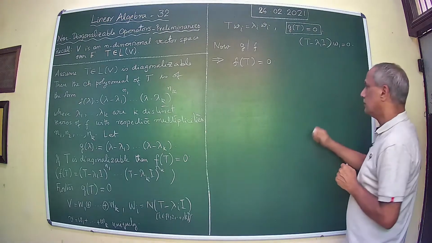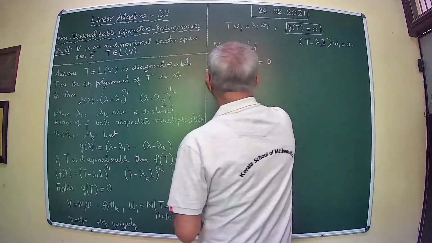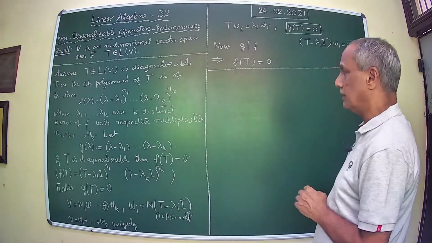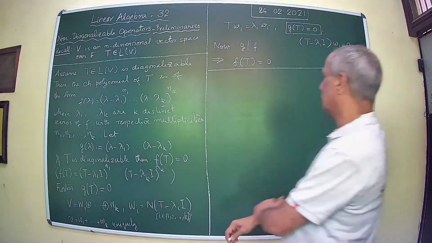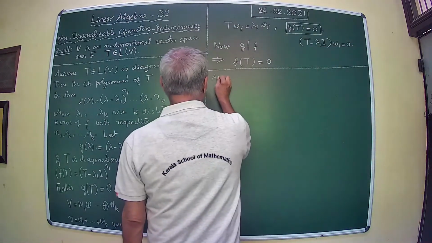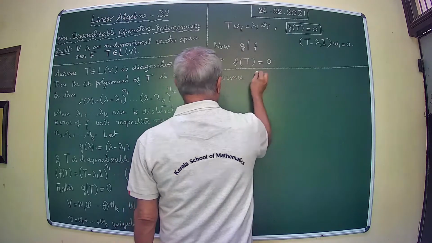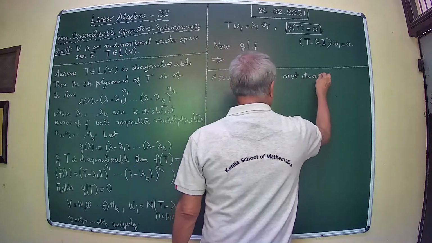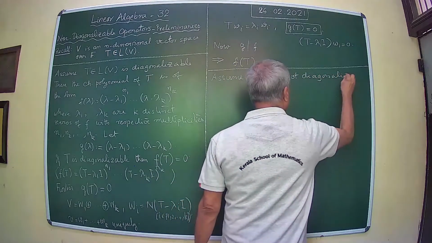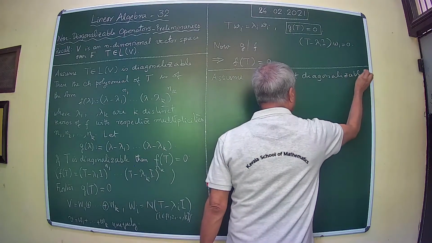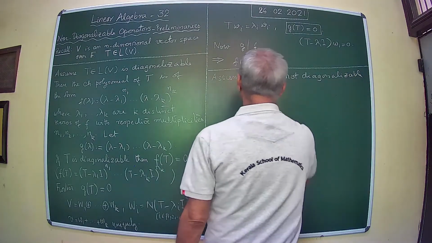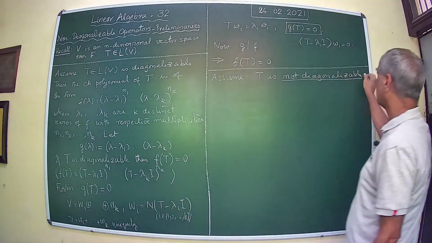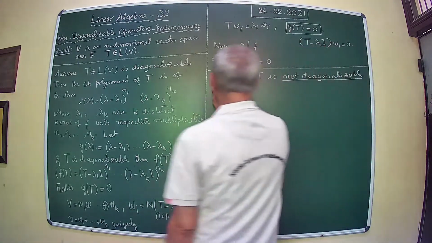Okay. Now let us see what happens if this does not happen. What is the consequence if this does not happen? So now we assume T is not diagonalizable. Let us look at some example.